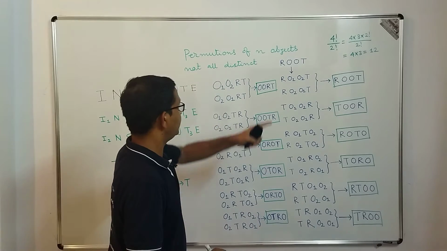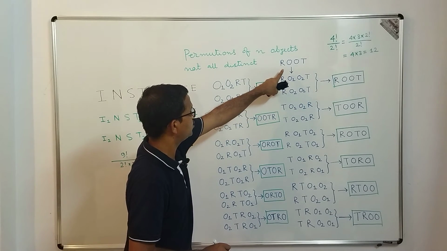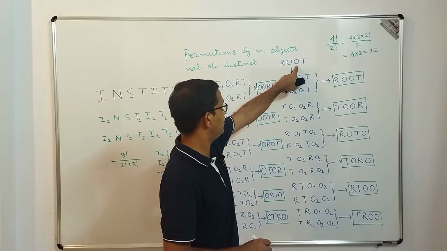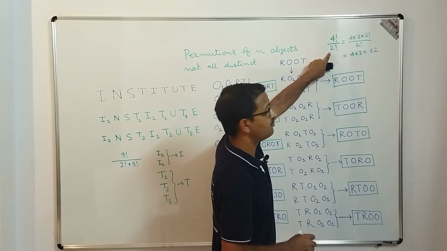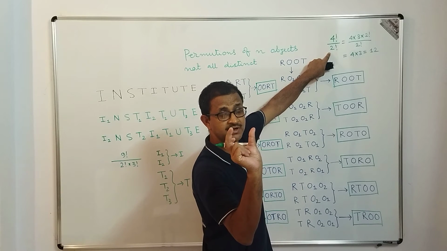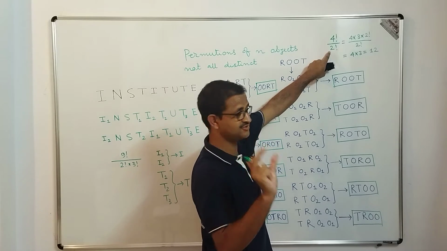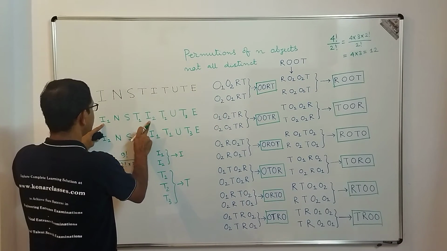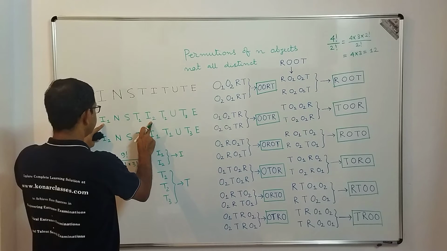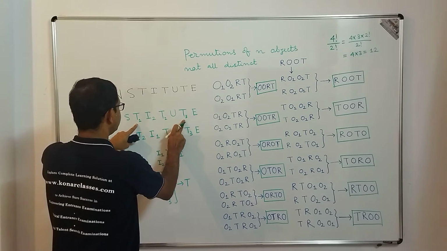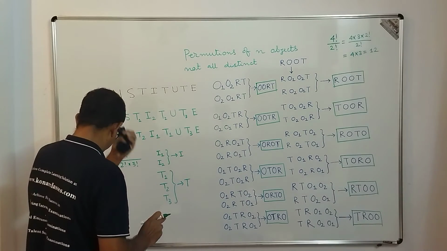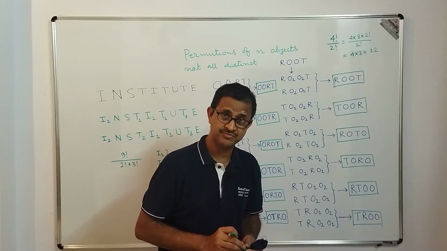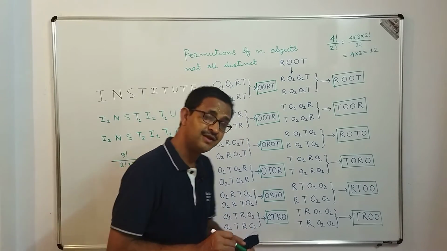Correct? In the example of ROOT, what we see is that the two O's are the same, so it is factorial 4 by factorial 2, because O is repeated twice and they are not distinct. Here also we see that I is repeated and T is repeated, so factorial 2 and factorial 3. That's why we divided it like this. Now if we generalize this problem, let us write down what we get.